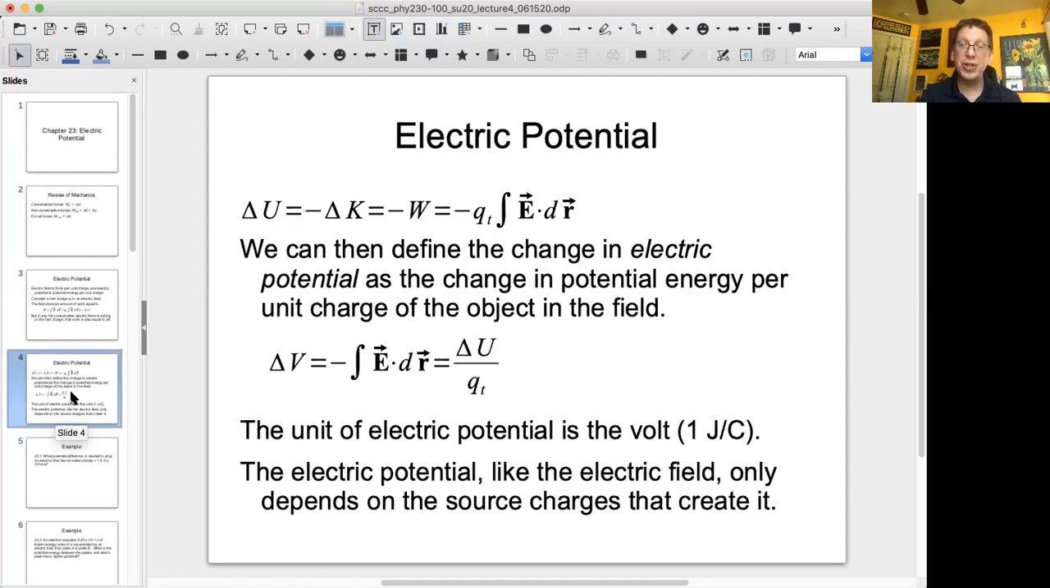The electric potential, like the electric field, only depends on the source charges that create it. So you're dividing the potential energy by the test charge, but ultimately it's the source charges that create the potential difference. And the test charge, if it's moving through the electric field, that's equivalent to saying it's moving through a potential difference. Another thing to keep in mind: the electric potential is a scalar.